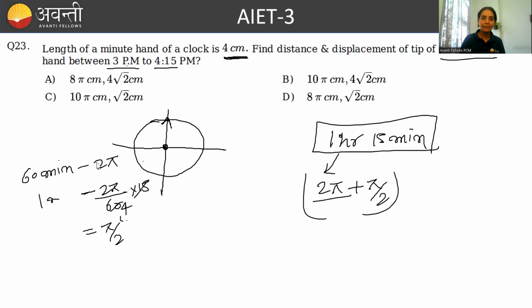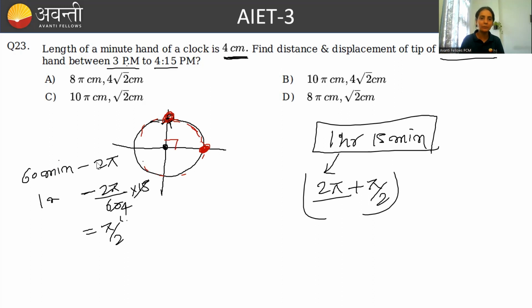This much angle. That is, if it started from here, it goes round and round like this, and then it came back here from 3 p.m. to 4:15 p.m. It started from here and finally it is here, making an angle of pi by 2, right? So this is this. Now, what is the question?